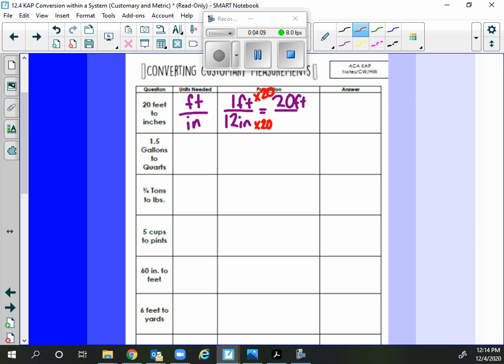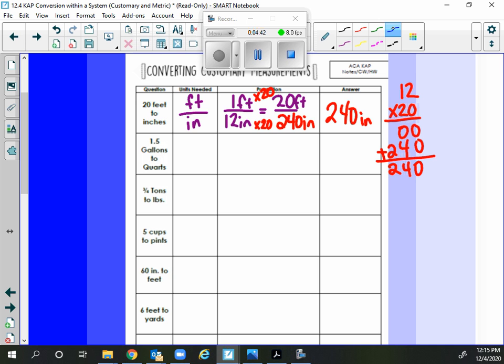And I don't know about you, but I don't know 12 times 20 off the top of my head, so I'm going to have to do it off to the side. 2 times 1 is 2, add it up, we've got 240. So that means that there's 240 inches in 20 feet. Not too bad, right?